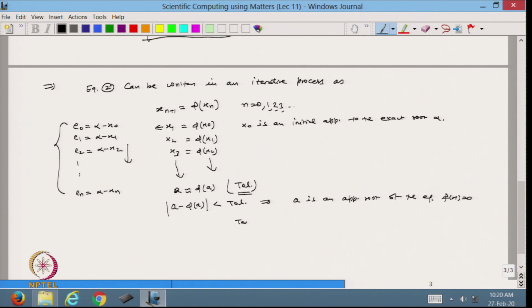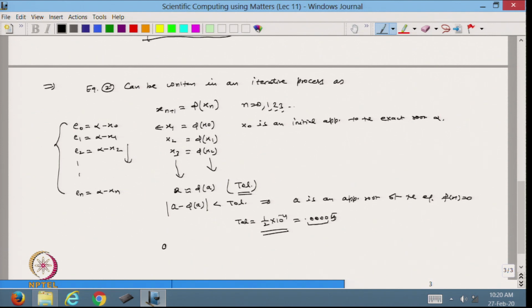If I give the value of the tolerance as half into 10 raised to power minus 4, it gives me the accuracy 0.00005. So from here I can say that whatever the solution I want, a and phi a should be the same up to 4 digits, and the difference should be less than this value.